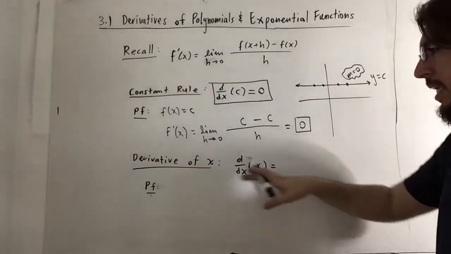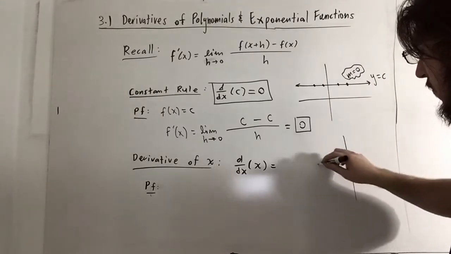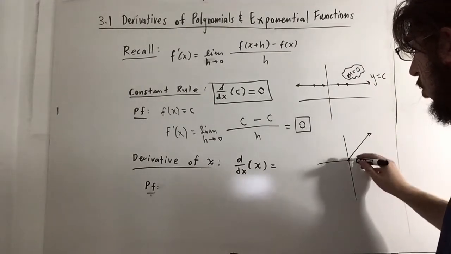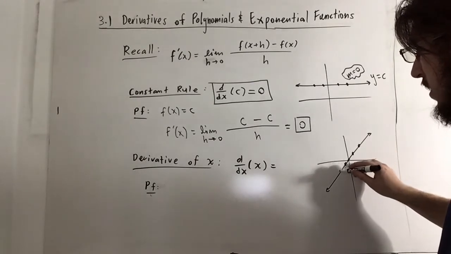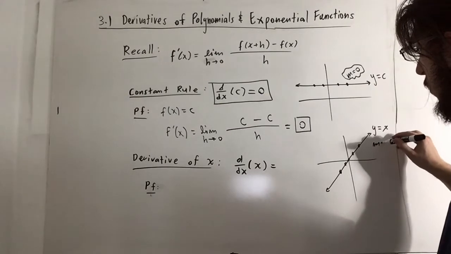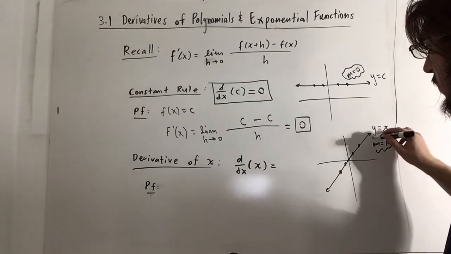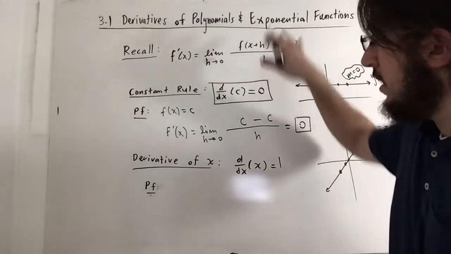Okay, the next thing is, what's the derivative of x? Well, with this in mind, if you were to graph y equals x, the slope is 1. And picking any point on the line, the tangent line is just the line itself. So the slope should be 1 as well. And in fact it is 1, and I'll prove it using this.